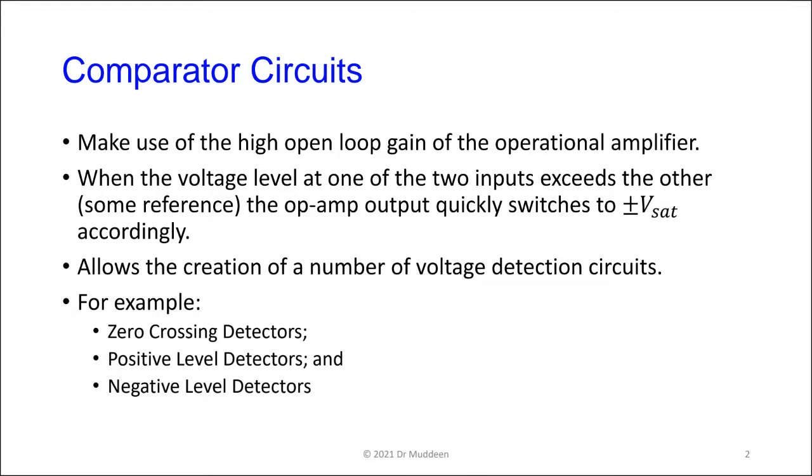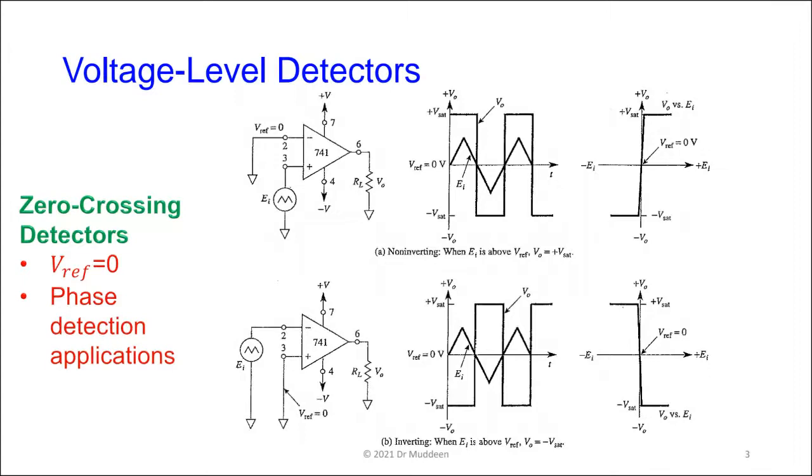Now, this kind of comparative or comparator circuit allows us to create some interesting applications. And among them are the level detectors. We're going to look at three over the next couple of minutes. One is a zero crossing detector. One is a positive voltage level detector, and the other one is a negative voltage level detector.